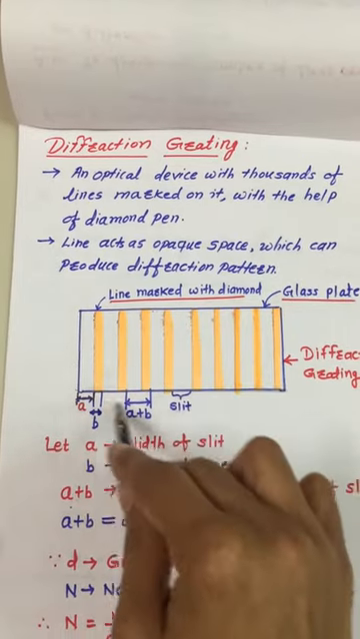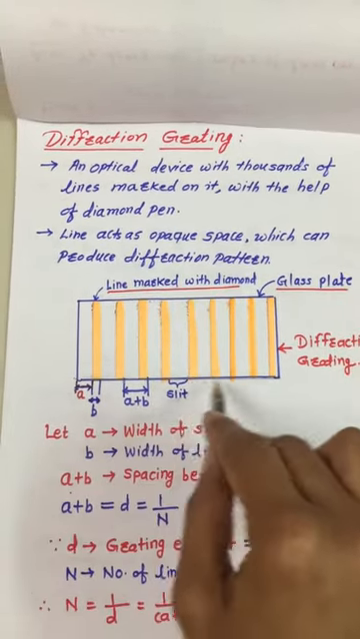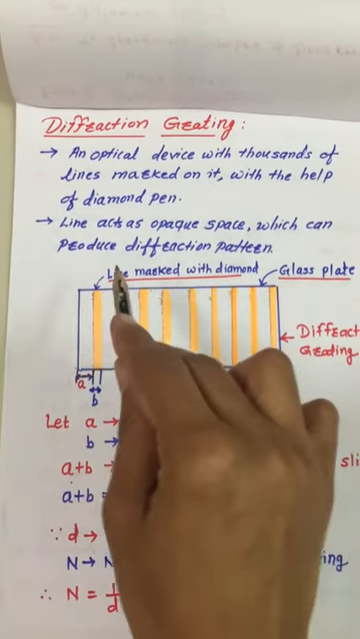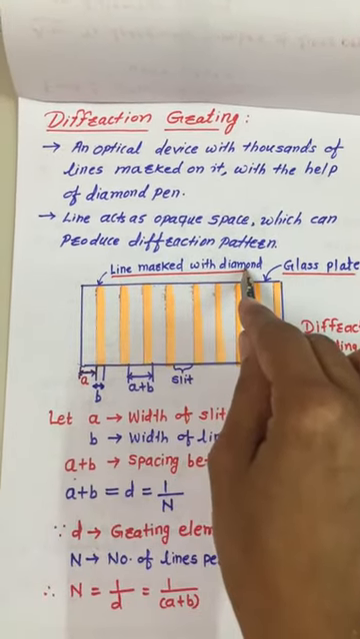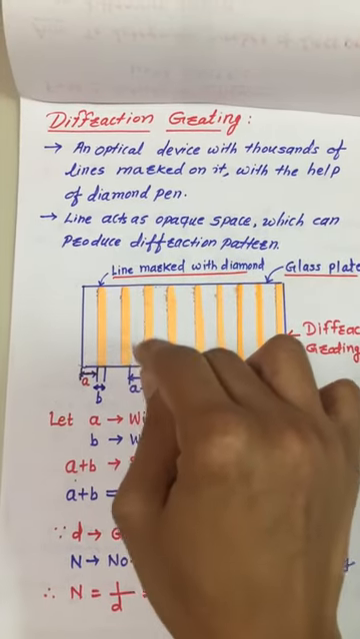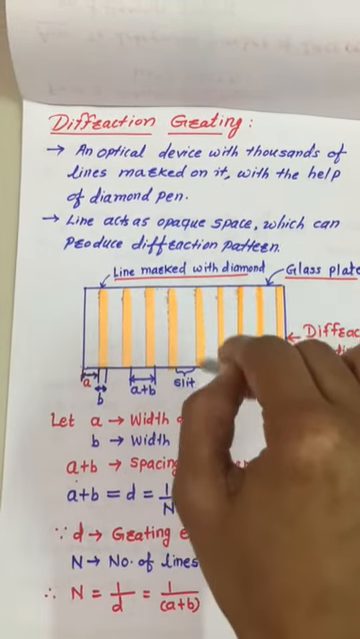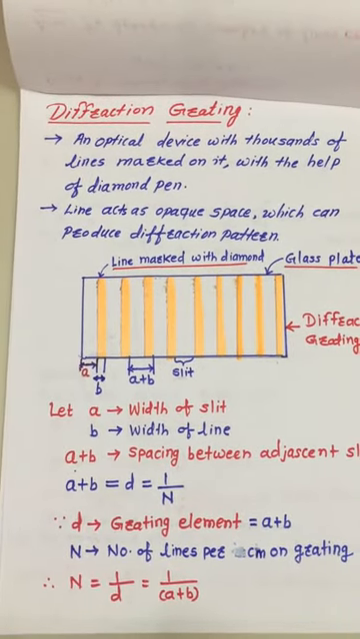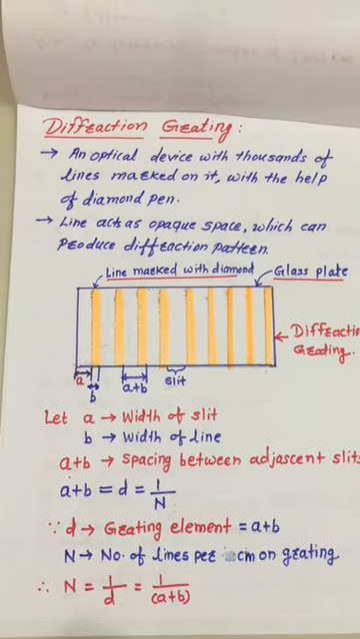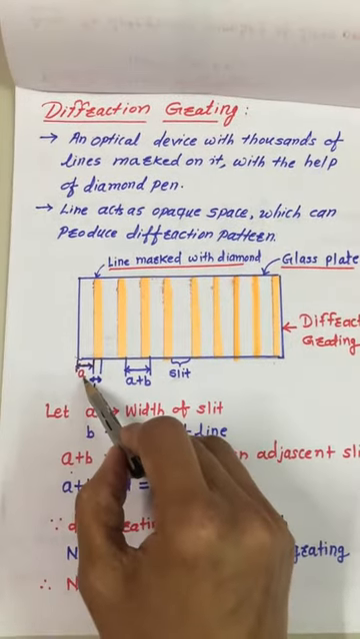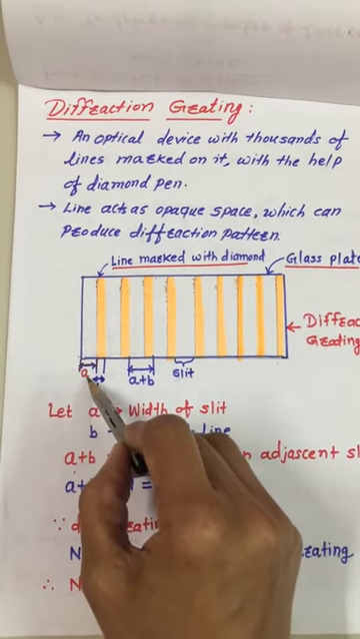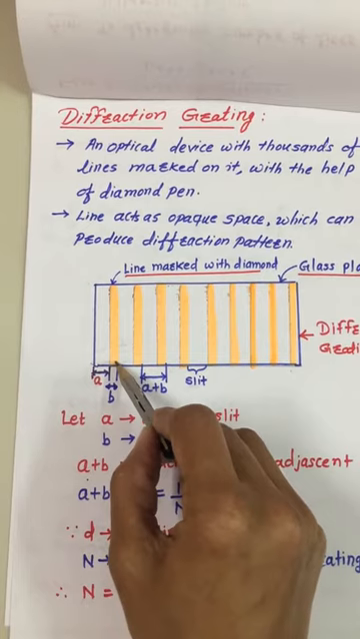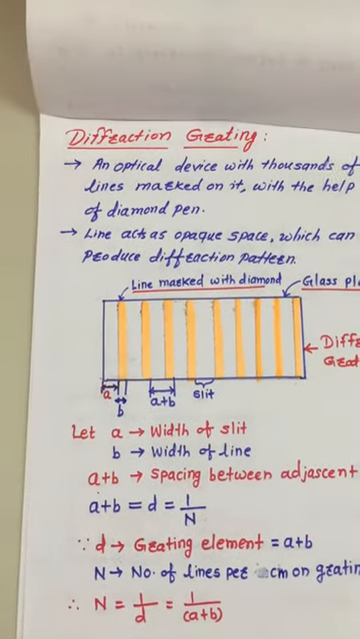Let us look at this diagram. It is nothing but a diagram of a diffraction grating. In this diagram, a plain glass plate is taken on which lines are marked with the help of a diamond pen. These orange color lines we are able to observe are the markings, the grooving done with the help of the diamond pen. Here we have considered small a as the width of the slit, and small b as the width of the line which is marked with the help of the diamond pen.